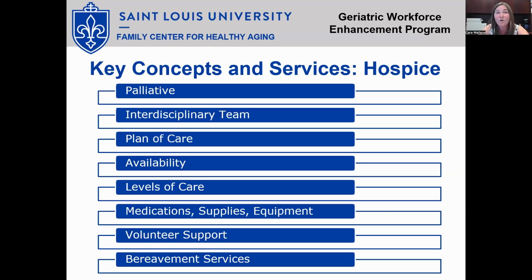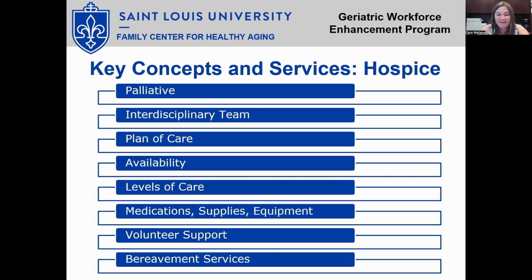I learned that I could have a whole conversation about hospice care and never mention death once. Because one of the things I learned as a hospice social worker was that hospice was not always about death. It was really about helping people live well with whatever time they had left for the remainder of their life, of which death is a part. So here's a list of some of those key concepts and services that hospice provides.